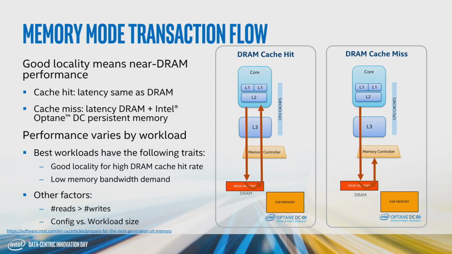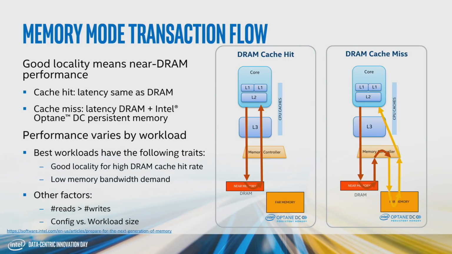On the right, this is a DRAM cache miss. So it starts the same. The CPU core sends a read. It goes to memory, comes back to the memory controller on the CPU, does a quick check, and it sees, oh, it's not a hit in DRAM. I need to go fetch it from the persistent memory module, or the far memory, as we call it. And so that's what it does. It goes and fetches far memory and then returns the data for the CPU to use. So in this case of a cache miss, your latency is going to be a combination of the DRAM latency plus the latency to go fetch it from the far memory, or the Optane persistent memory.